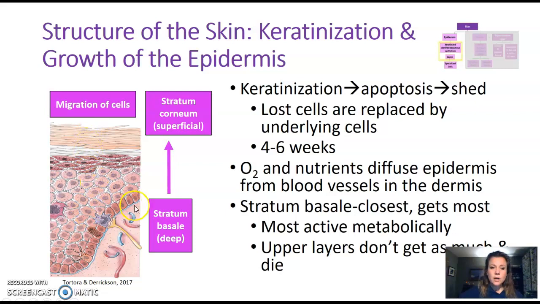So, how do our cells in the stratum basale get oxygen and nutrients? Well, blood vessels from the dermis, or the layer of skin that lies beneath it, are going to allow oxygen and nutrients to diffuse into the stratum basale. But as you get further and further from the stratum basale, the oxygen and nutrients don't diffuse through, and that's why the cells are dying. The stratum basale, however, is going to be the most active metabolically. These are the cells that undergo mitosis, and they need that oxygen and nutrients in order to perform that function.